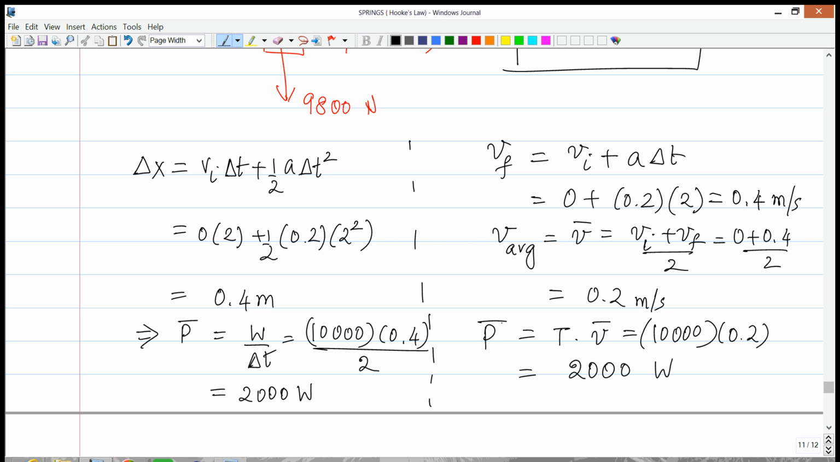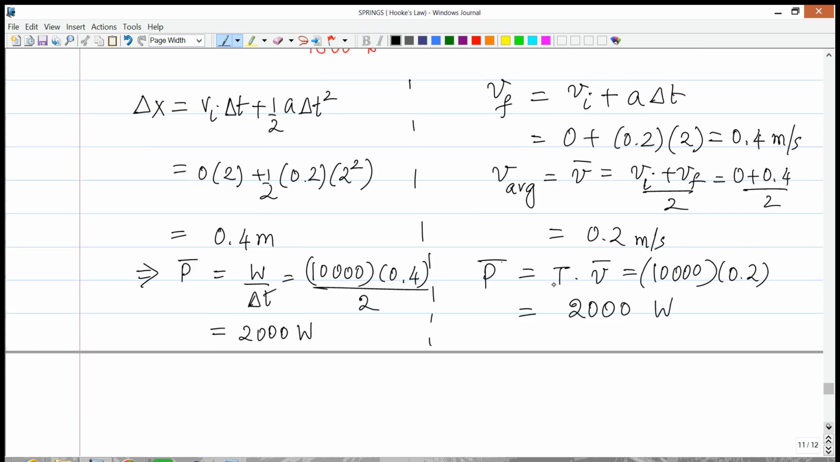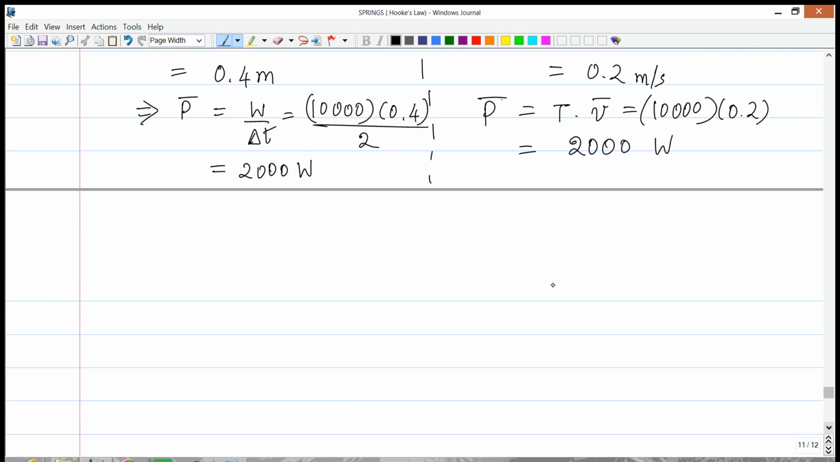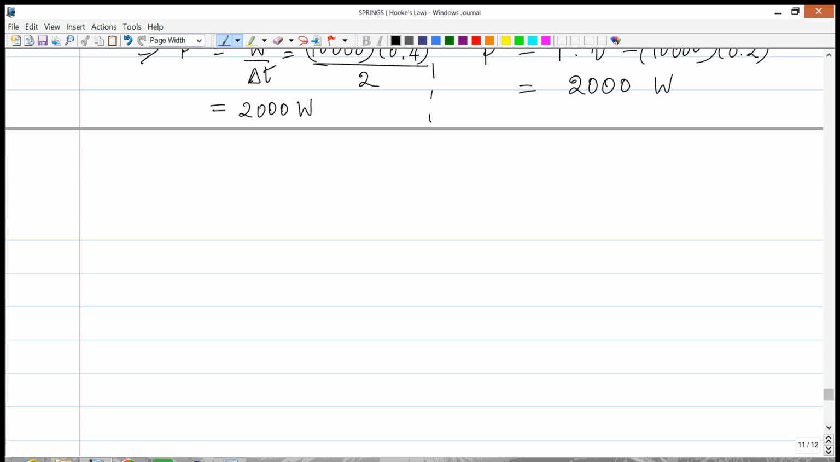So both methods end up giving us the same thing. So you can use pretty much anything you want. Just make sure that you're consistent with the definition and stick with it. Now, in this case, we can ask another question, which is namely, what is the instantaneous power at t equal to 1 second?